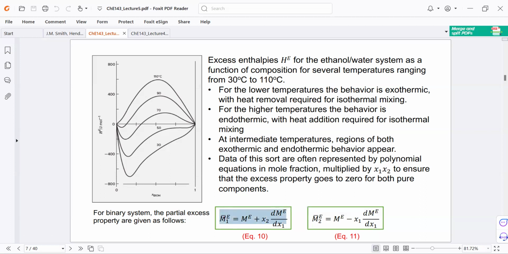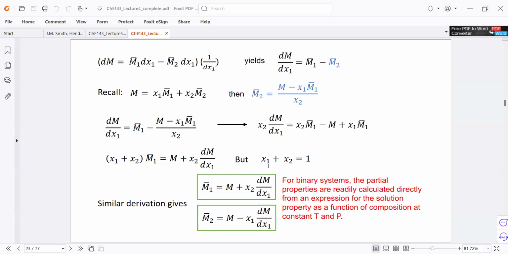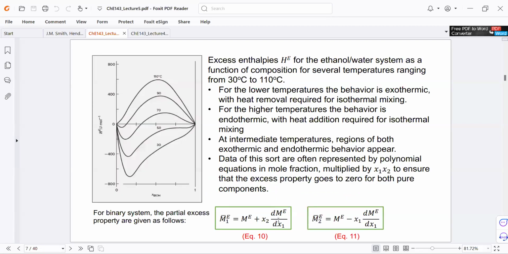It looks familiar because it somehow looks like our equation for partial property in the previous lecture. Let me go back to that. This is the previous lecture on solution thermodynamics for binary systems, the partial property for species 1 and species 2. So this one now deals with the excess partial property. Okay.